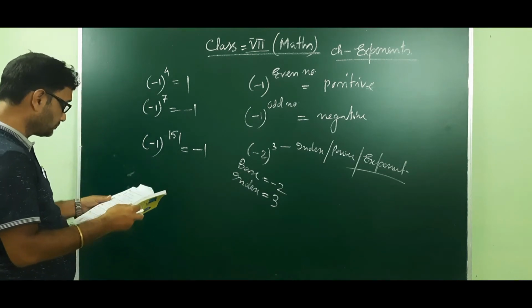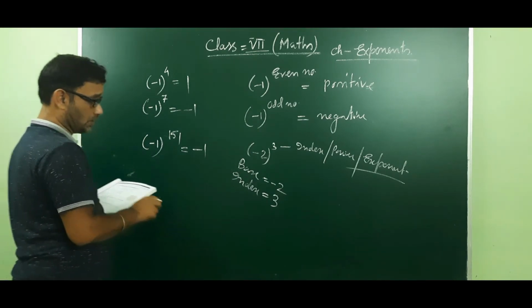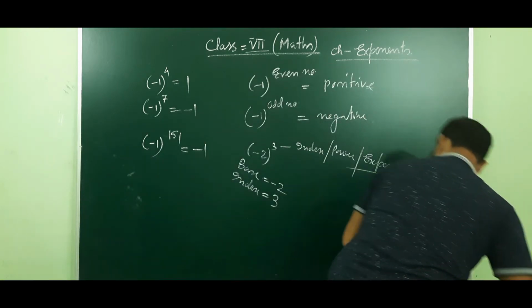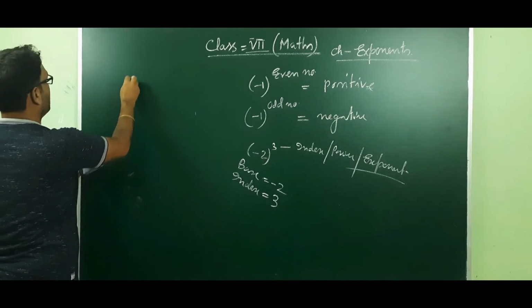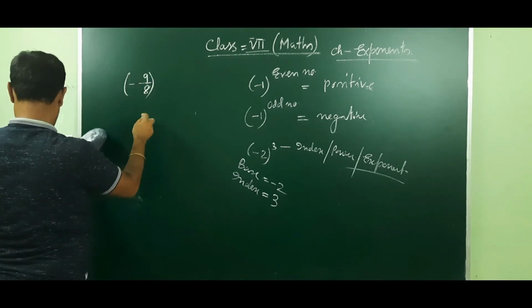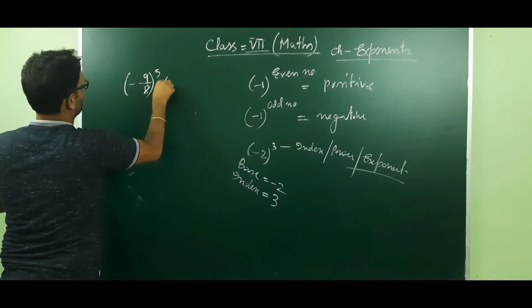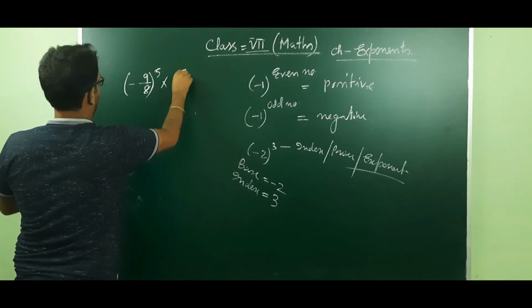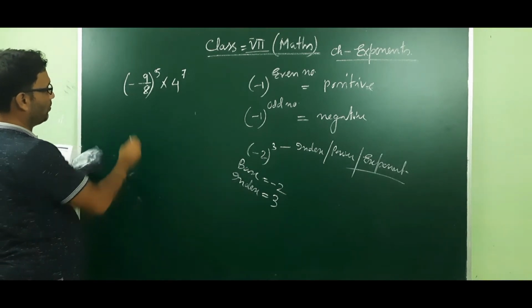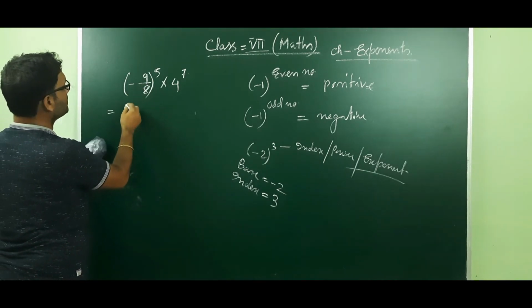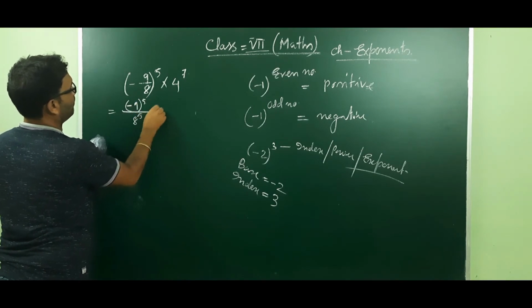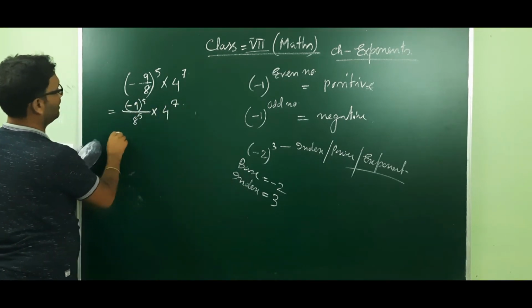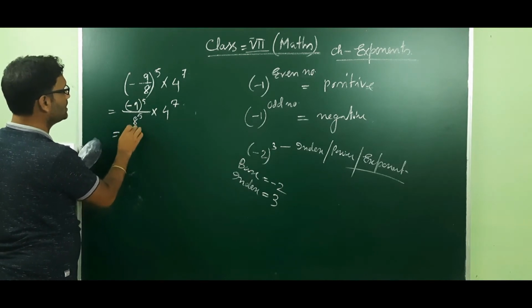Next, suppose for example one question, I'll show you: minus 9 by 8 to the power 5 into 4 to the power 7. Suppose you are going to simplify this one. When you simplify, minus 9 we can write as minus 9 to the power 5, and 8 to the power 5, and here 4 to the power 7.